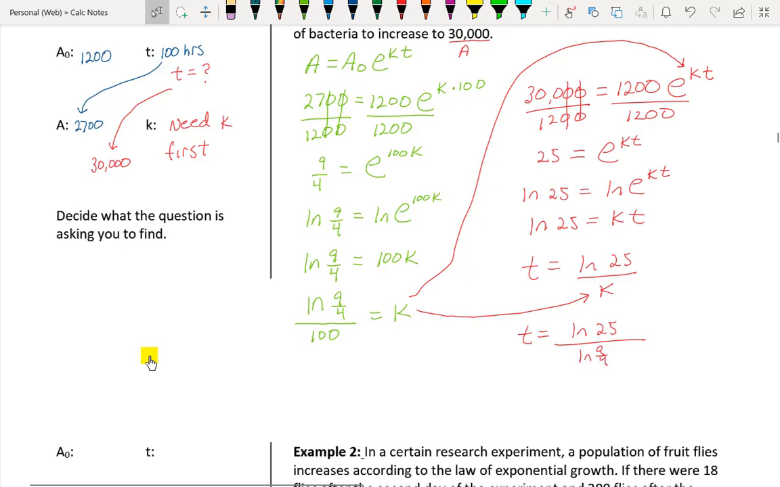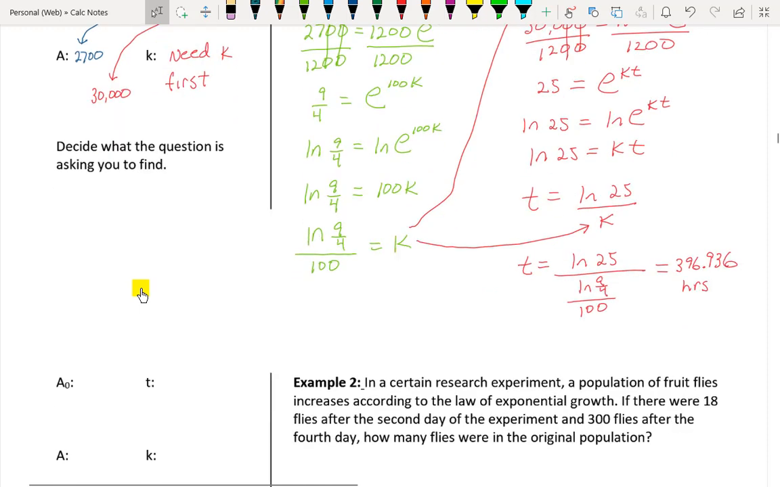You're going to have to be very careful about this. Divided by 100. Okay? So you want to practice popping that in your calculator, and you should end up with 396.936. And remember, we're solving for t, which is time. Our time was given in hours. Okay? So it'll take a little under 400 hours until there's 30,000 bacteria here.